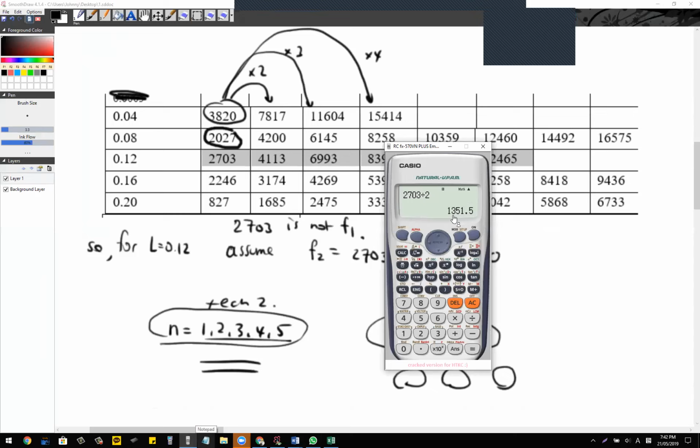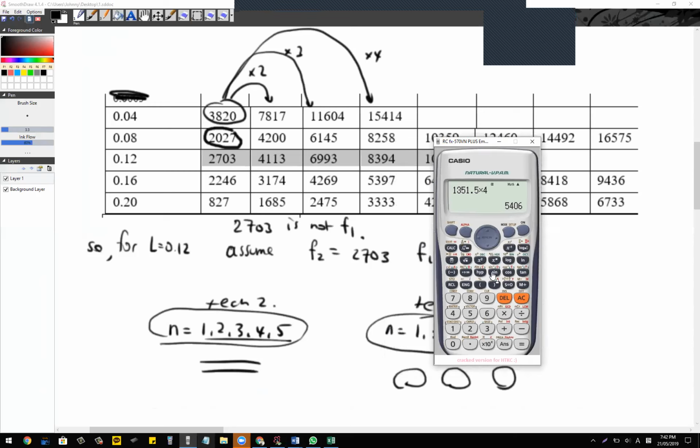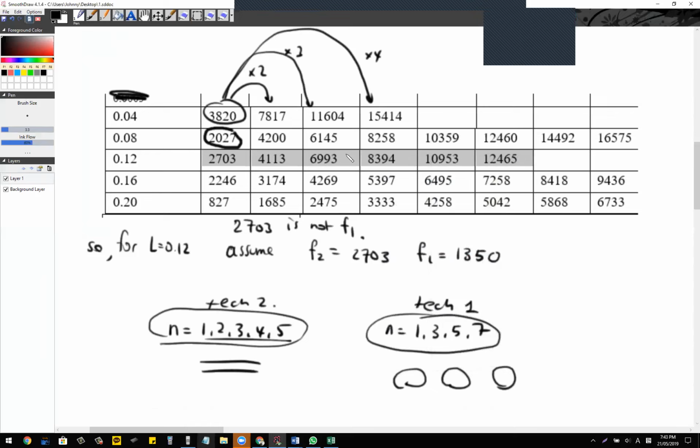So this is 1,351.5, okay? Times it by 2, do we get this? Yes, we do. Times it by 3, do we get 4,000? Yes, we do. Times by 4, we're supposed to get this one, but we didn't. Times by 5, then we get this one. So this is actually the fifth harmonic. This is the third harmonic, second harmonic.